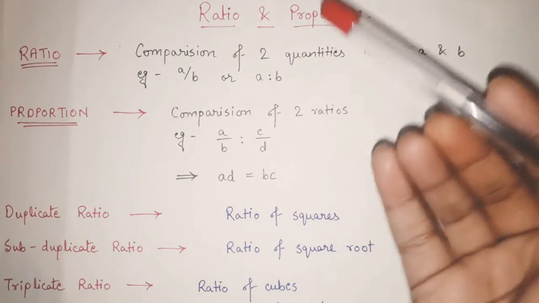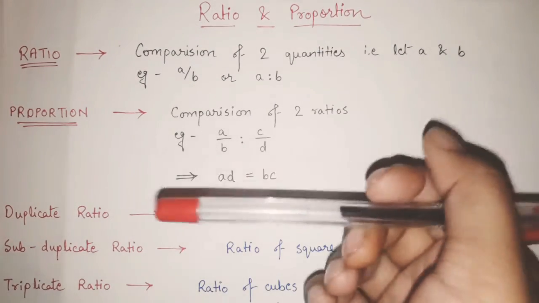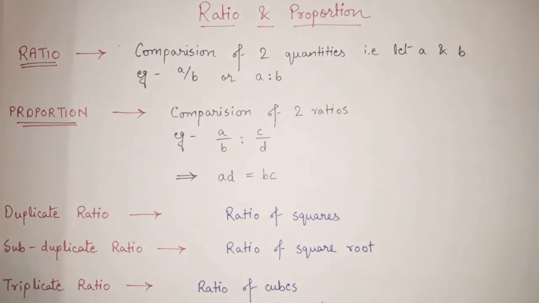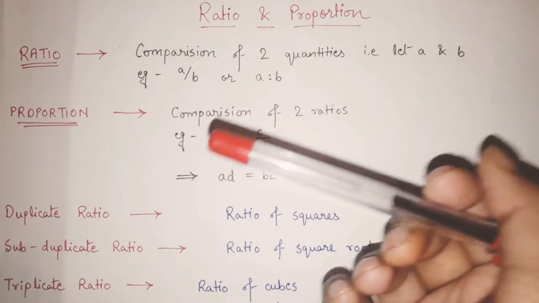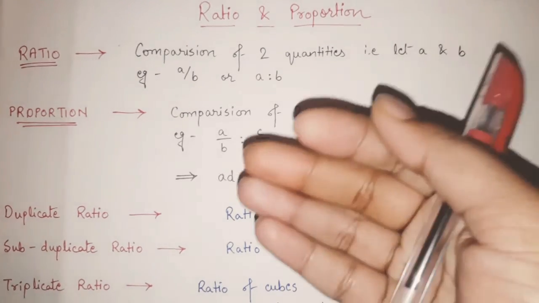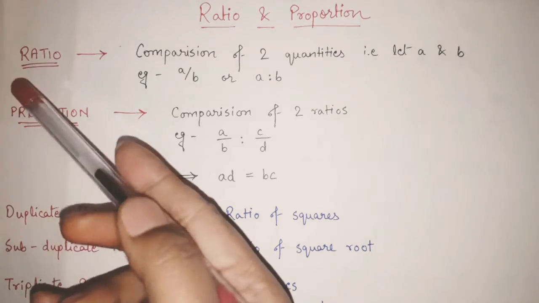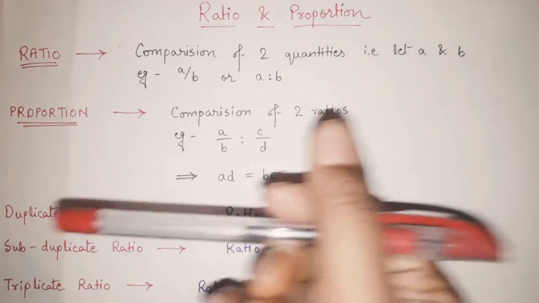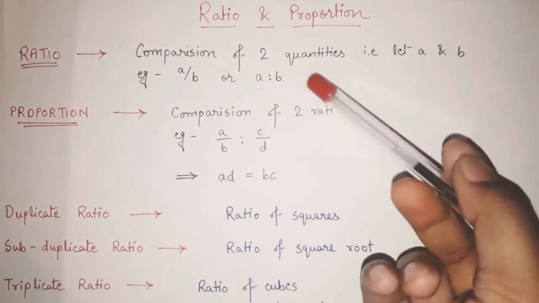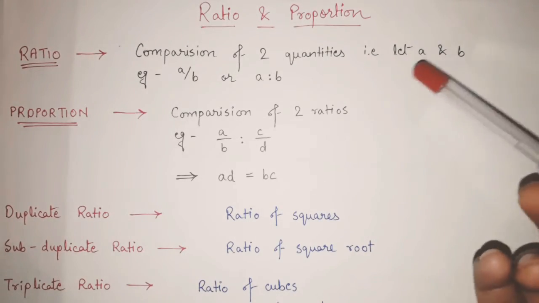Again, ratio and proportion is a very important topic from the point of view of various exams. We will understand what is ratio, what is proportion, the different terms associated with the topic, and then we will see different types of examples also. First of all, what is ratio? It is a comparison of two quantities, let's say A and B.